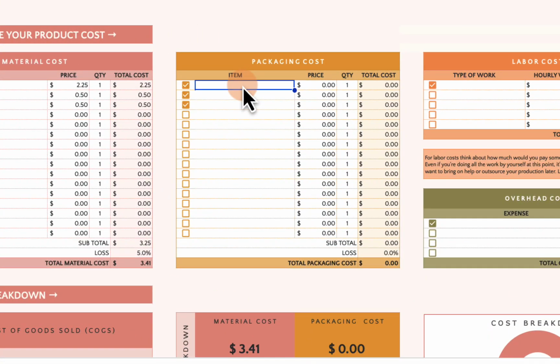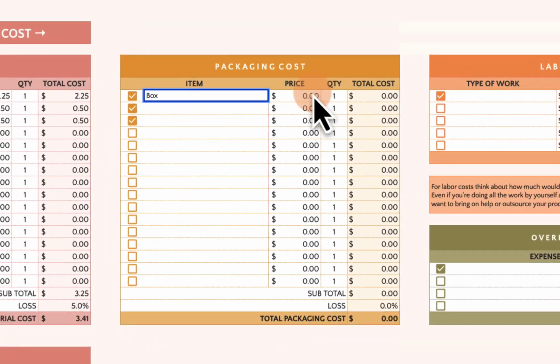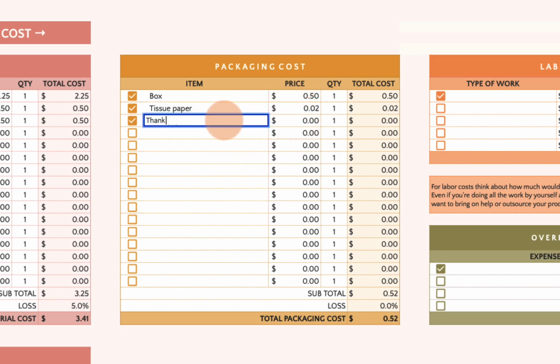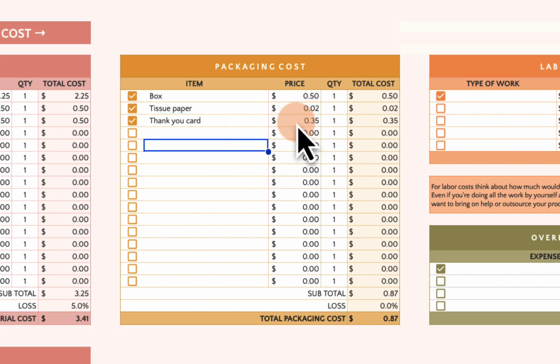Now move to the packaging cost table and repeat the same steps you did previously. List all your packaging materials like boxes, tissue papers, and thank you cards. This table should not include the actual shipping labor cost, only packaging materials you use to ship your products. Make sure all the boxes are checked for the total packaging cost to be calculated. You can choose to set the loss percentage to your desired number as well.